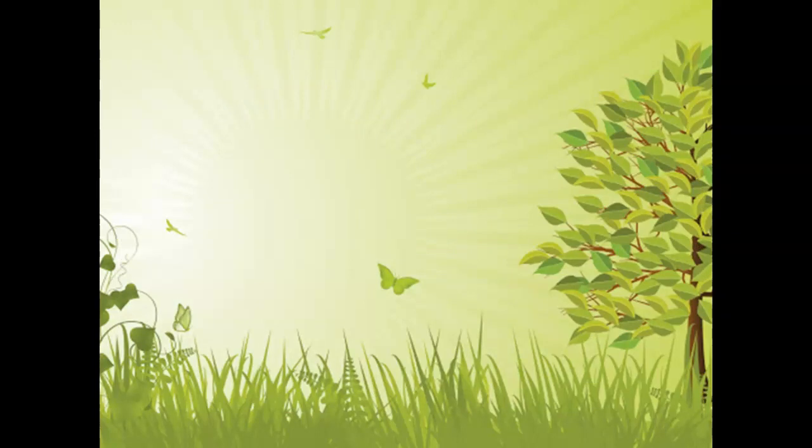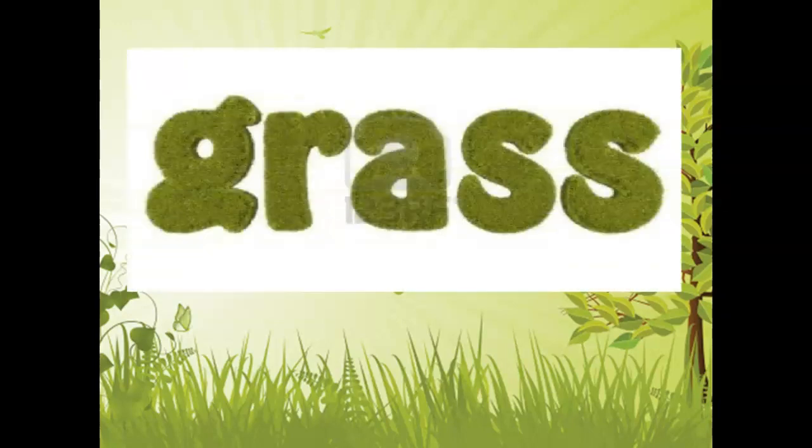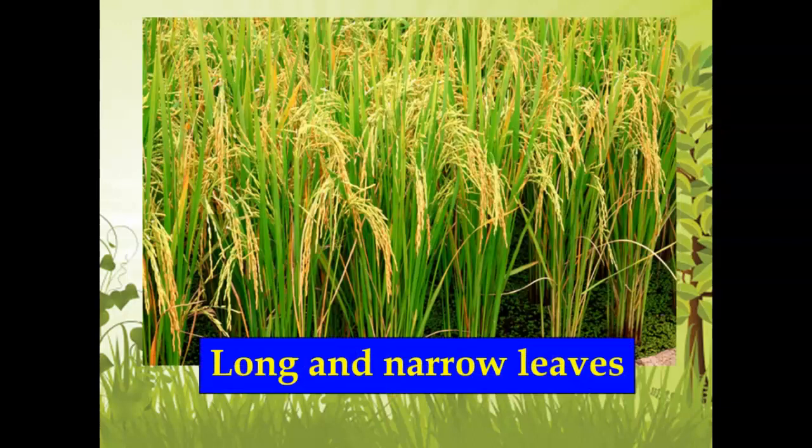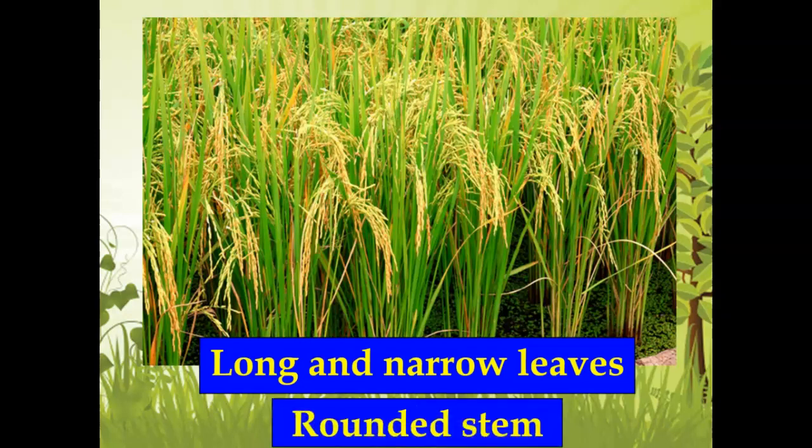Now, let us have the last kind of stem. Grass. Grass is a plant with narrow leaves growing from the base. A common kind of grass is used to cover the ground in a lawn and other places. Grass normally gets water from the roots, which are in the ground. Again, grass has long narrow leaves, rounded stem.